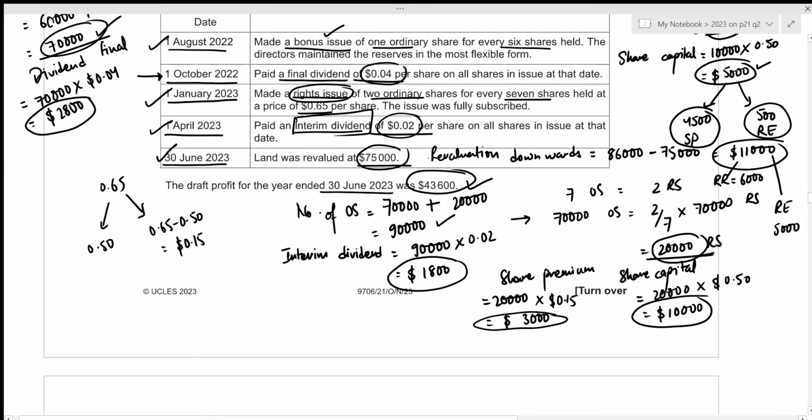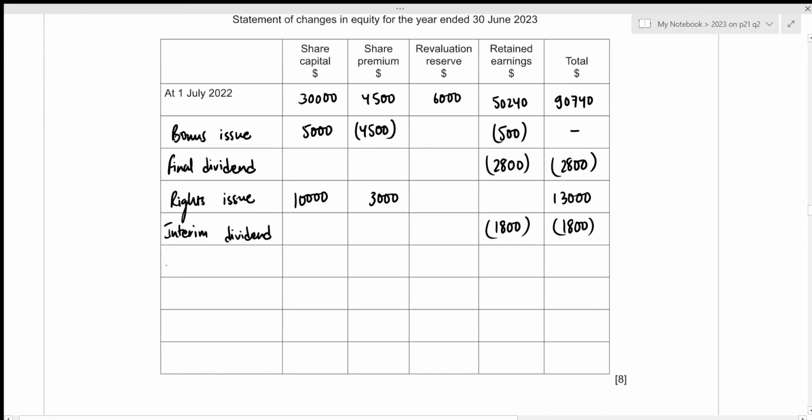Then the fifth one was our revaluation downwards, and we've already allocated the amounts as well. Out of the total 11,000, 6,000 should be subtracted from our revaluation reserve, and the remaining 5,000 will be subtracted from our retained earnings. Let's write it down. So this is revaluation. 6,000 will be subtracted from our revaluation reserve because we cannot have a negative balance. That is why the remaining 5,000 will be subtracted from the retained earnings. So the total will be 11,000 negative.